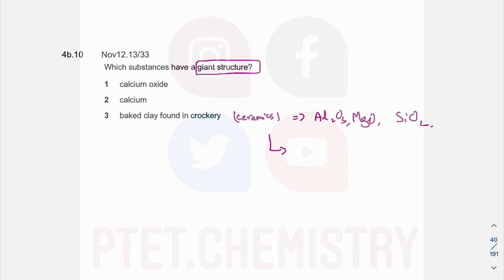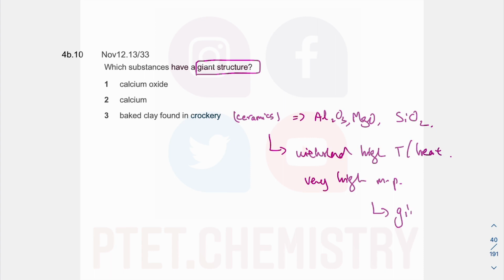But the whole idea of ceramic is that they can withstand high temperature or heat, and that means they have very high melting point, and that is all down to giant structure. Whether you're giant molecular or giant ionic, both are giant structure. Calcium is a metal, so we have giant metallic structure, and metals will have high melting and boiling point as a result of giant metallic structure.